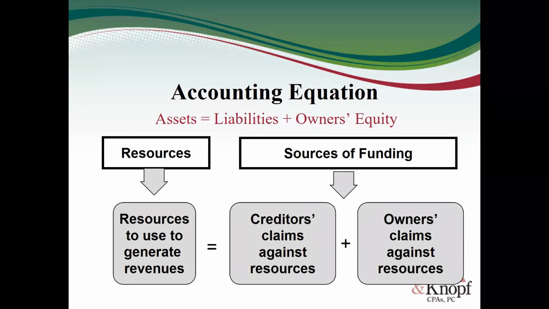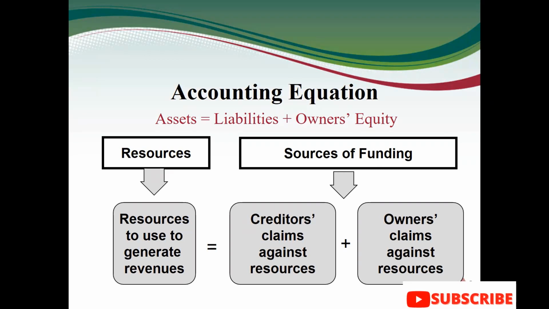So we have the accounting equation. This is the basic accounting equation that we have: assets equal liabilities plus owner's equity. The assets are the resources that the company has. The liabilities are what the company owes. And the owner's equity is the money that the owners are bringing.